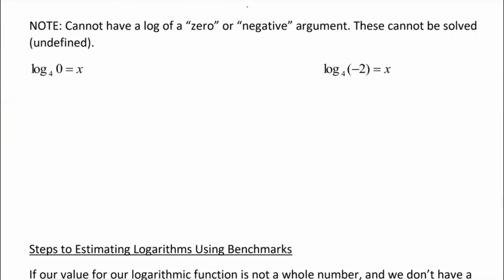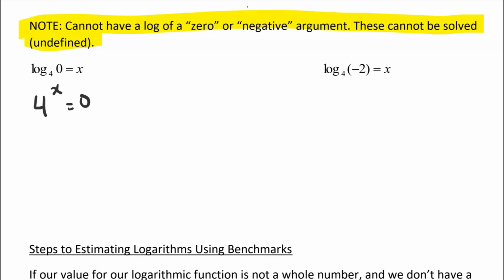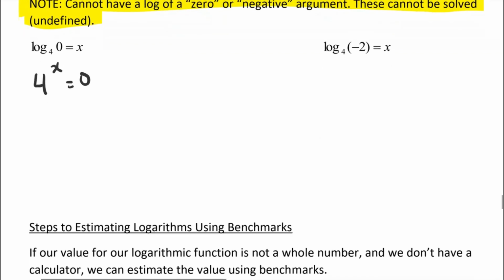For you as well, note, you cannot have a log of 0 or a negative argument. These cannot be solved, which means they're undefined. So let's do an example of that. We have log base 4 with the argument of 0 is equal to x. If we rewrite that as an exponential function, that's saying that 4 to the power of x must be equal to 0. That you can't solve, which means there's no solution.